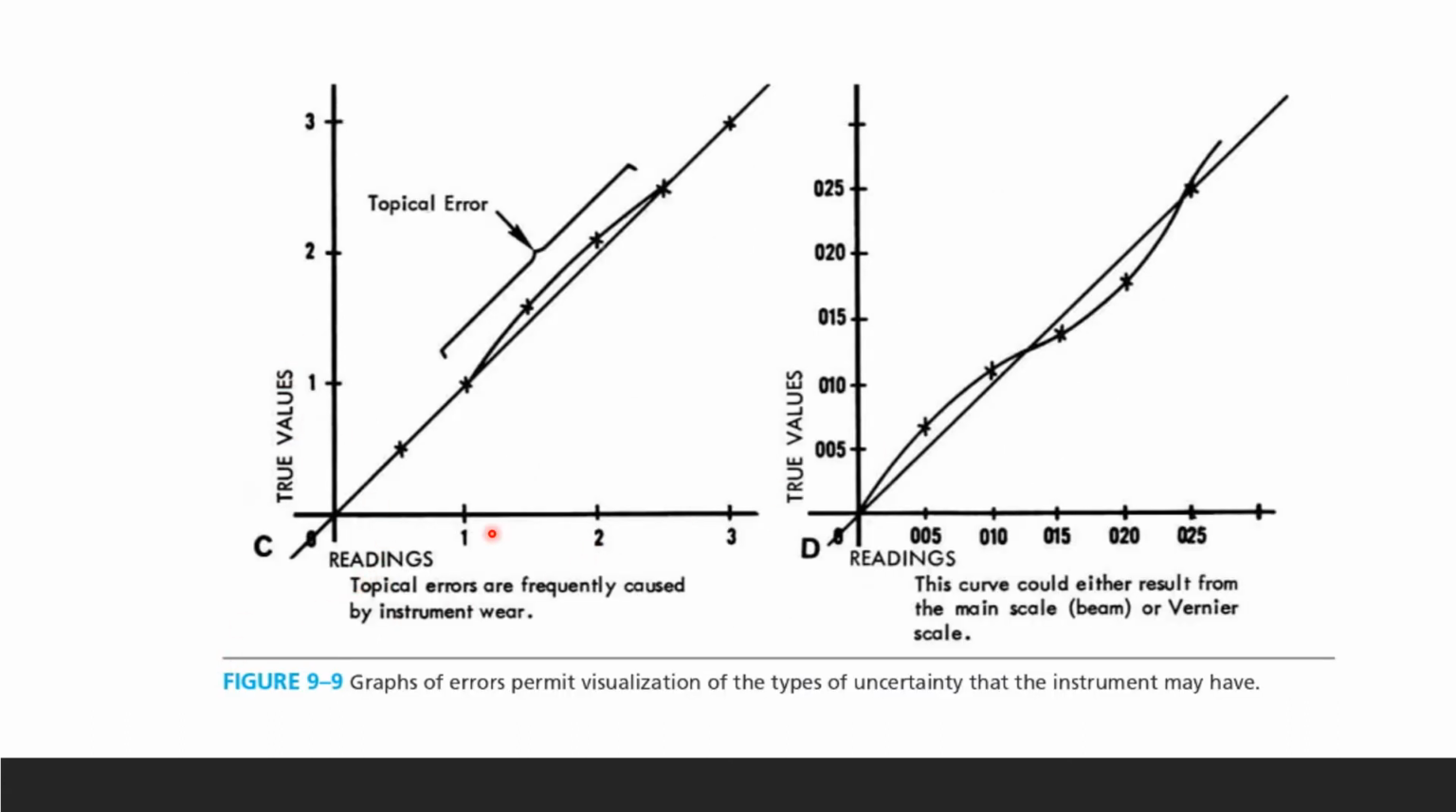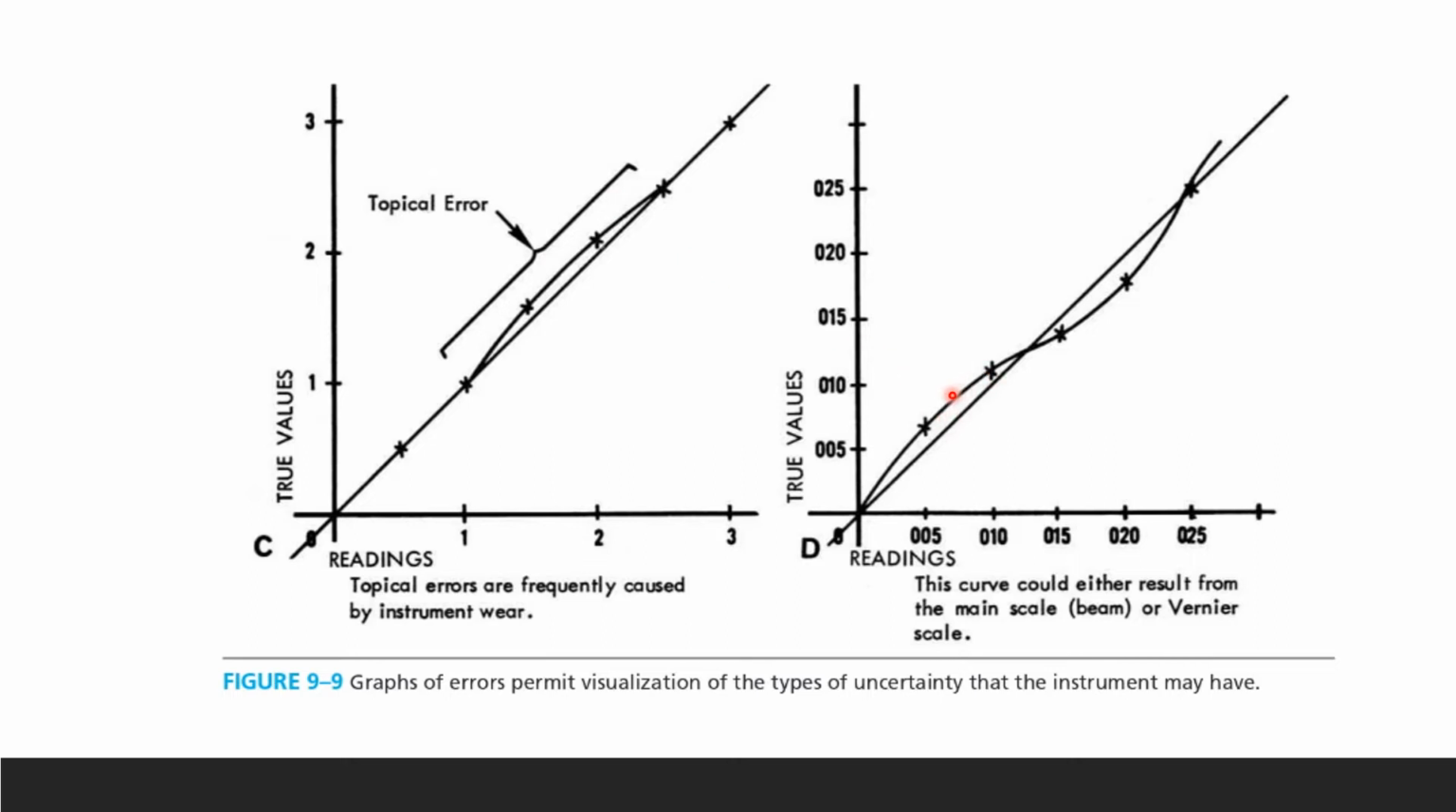True values, and this is your reading. Here is your perfect instrument line. This is called topical error. Then you can see how it curved out. Those are called the topical errors, and they're frequently caused by, again, instrumental wear, because your instrument gets old.